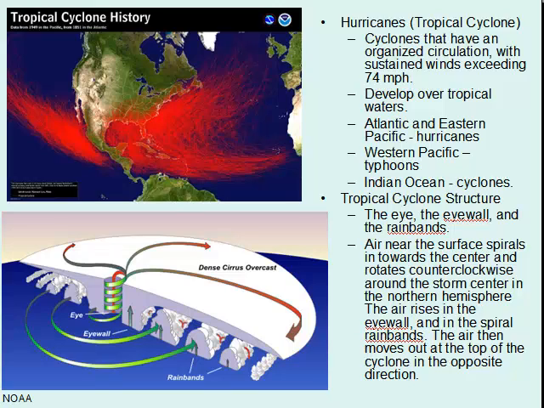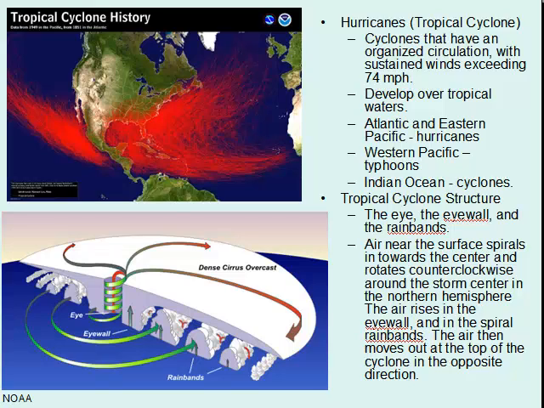If you're in the Atlantic or Eastern Pacific, we call them hurricanes. Western Pacific, typhoons. And in the Indian Ocean, they're called cyclones. All basically the same thing. So this is organized circulation with winds that can exceed 74 miles per hour. Sustained winds, so pretty gnarly storm.